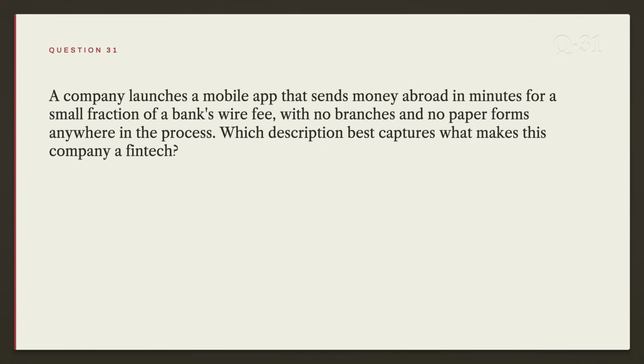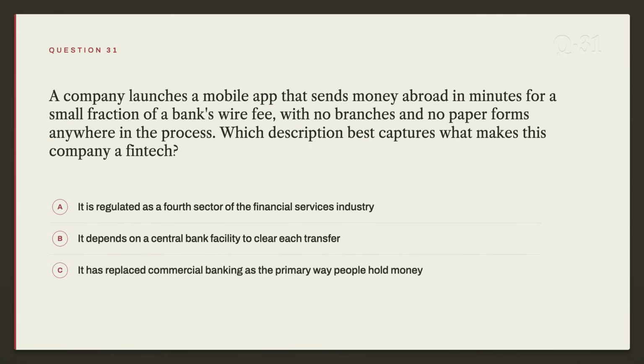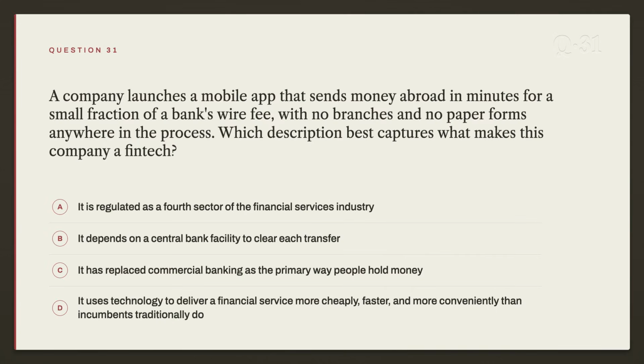Your options are: A. It is regulated as a fourth sector of the financial services industry. B. It depends on a central bank facility to clear each transfer. C. It has replaced commercial banking as the primary way people hold money. D. It uses technology to deliver a financial service more cheaply, faster, and more conveniently than incumbents traditionally do. Don't overthink it. Which one feels right?